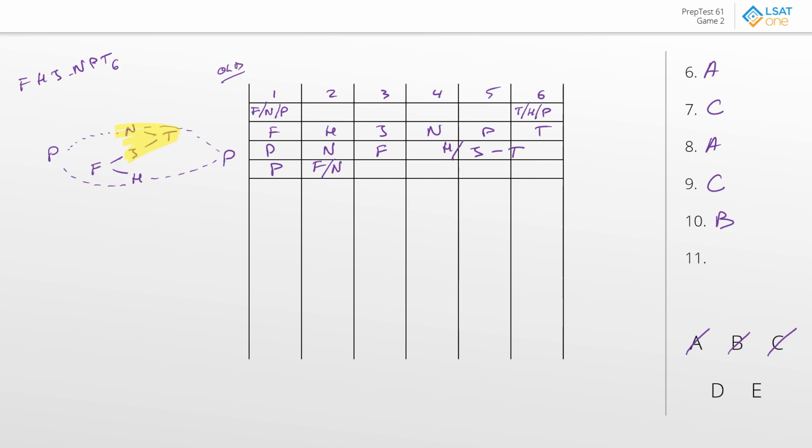And that actually does get the job done as well, doesn't it? Because if you say that everything else has to go before T, that includes N and J, and so it would force N and J to go before T. Best answer for question number 11 is D.